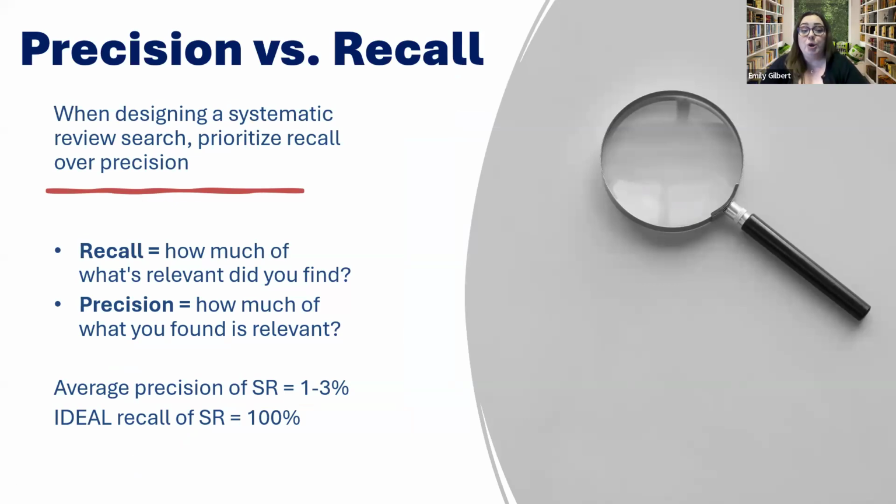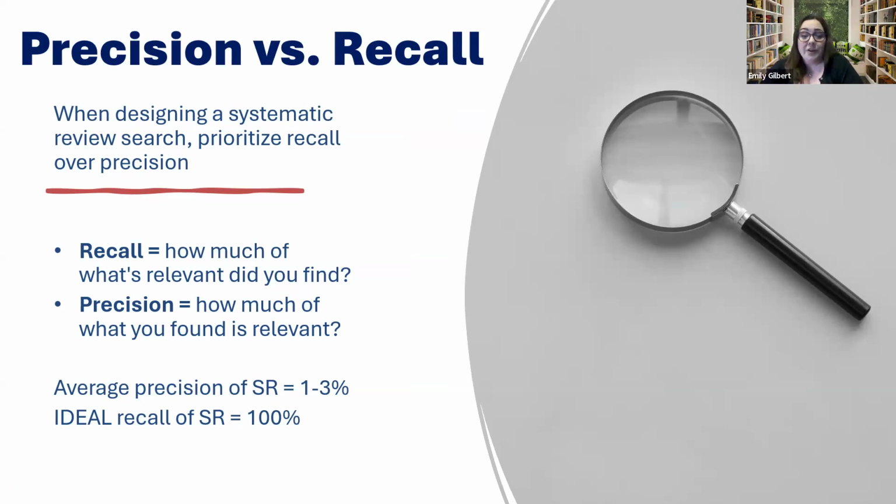And there is always this push and pull with precision and recall. And that's in any search, honestly. You have to choose whether you're going to prioritize one or the other or try to find a balance in between. But when you are designing a systematic review search, you always have to prioritize recall over precision. So recall is how much of what is relevant to your topic or your research question did you find? And precision is how much of what you found is relevant.